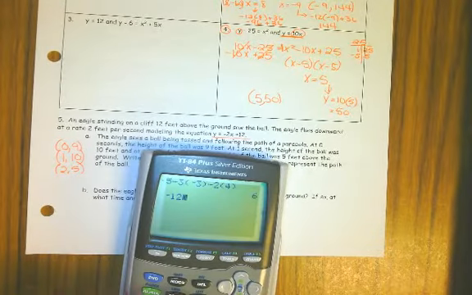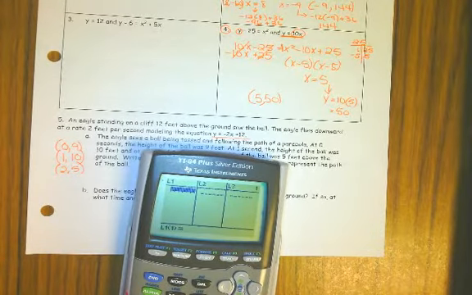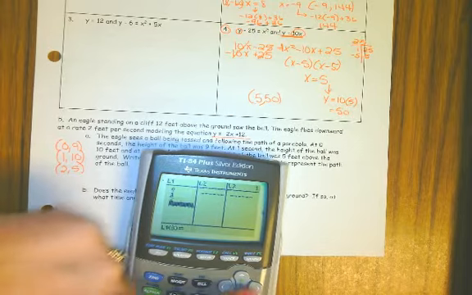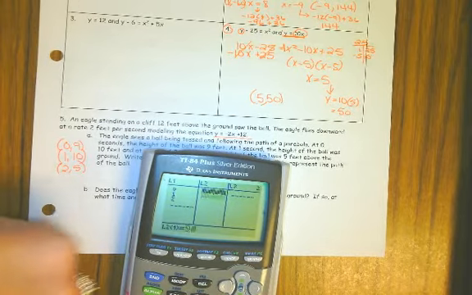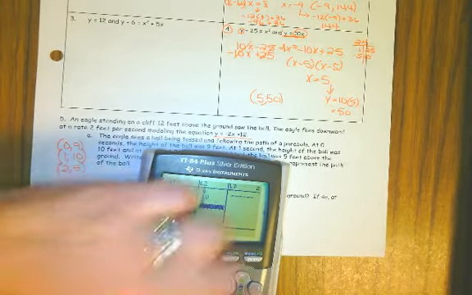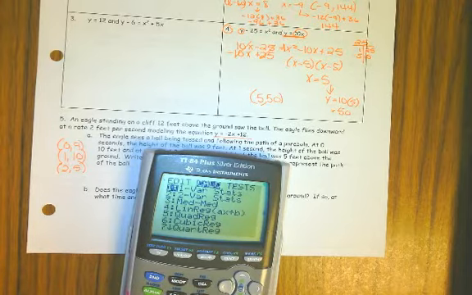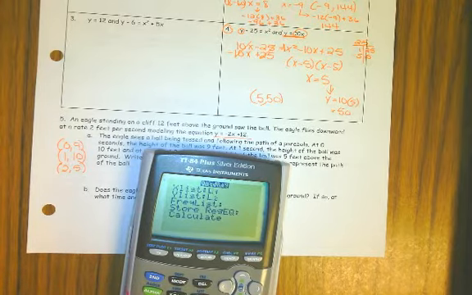Now it tells me to do a regression, so I'm going to go to Stat Edit. And I'm going to type everything in. So 0, 1, and 2. And 9, 10, and 5. Alright, so I'm going to do Stat Calc. I'm going to do a quad reg because there's 3 points and it's a parabola.